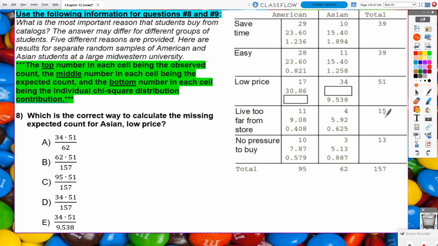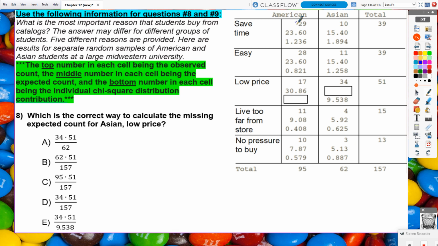Now, it says the top number in each cell is the observed count. So, for instance, in this first one, 29 is actually how many American students said that it saved them time. Versus, let's say, this 3 down here. It's the top number in the cell. That means there were actually 3 Asian students who gave a response of no pressure to buy as the most important reason. Then it says the middle number in each cell being the expected count.